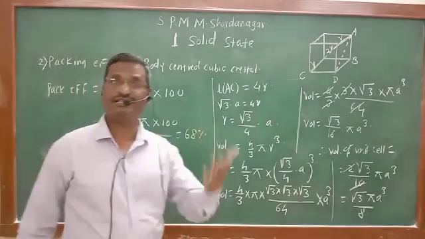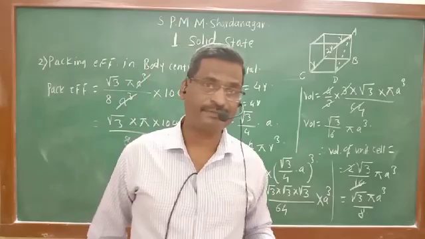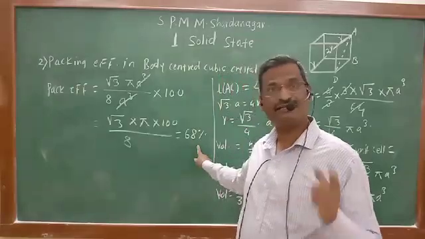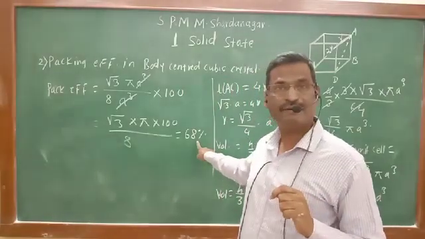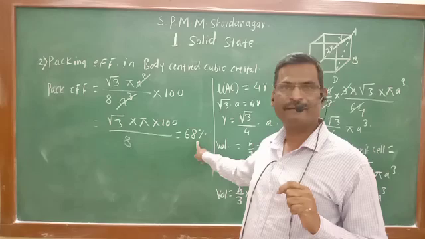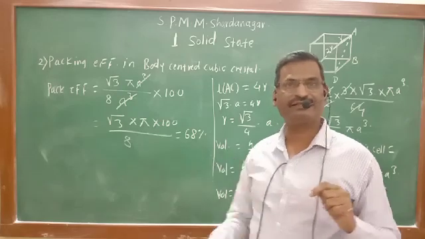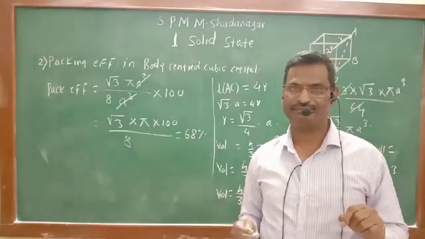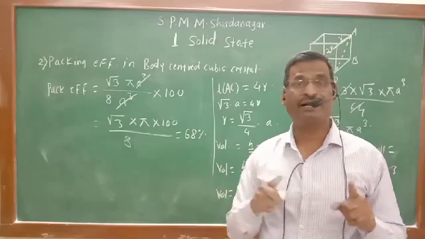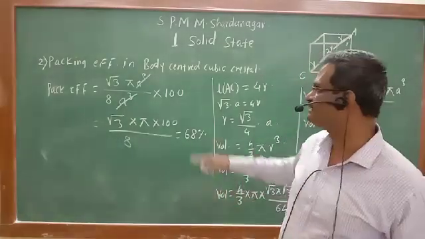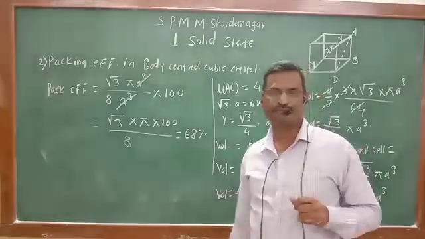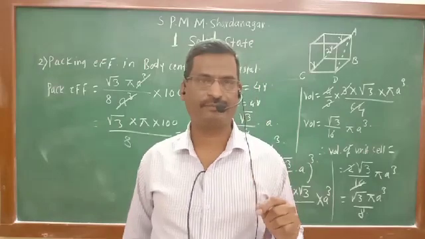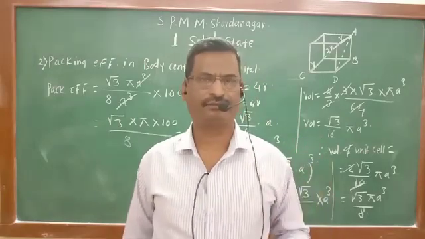So what is the empty space? What is the void space? 100 minus 68. 100 minus 68 is the void space, because this is the space occupied. Packing efficiency 100 minus 68, that is nothing but 32. So 32% void space is present and 68% filled space or occupied space is present in the body centered cubic crystal. One more crystal is there, face centered cubic crystal, that we are not studying at present.